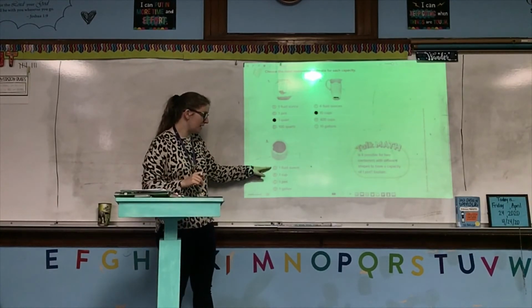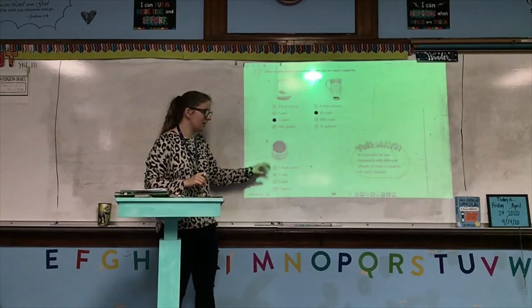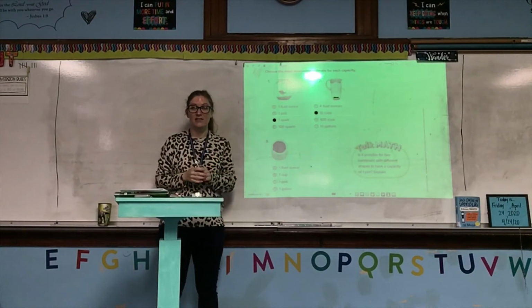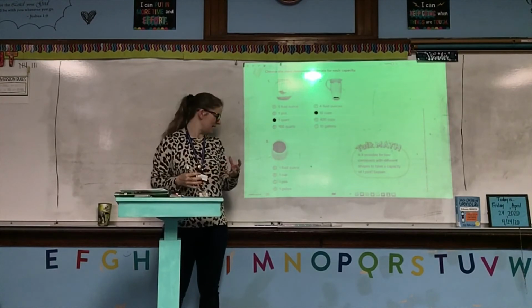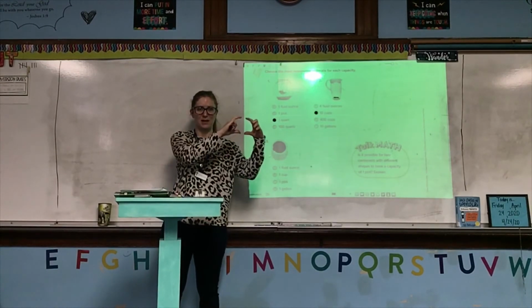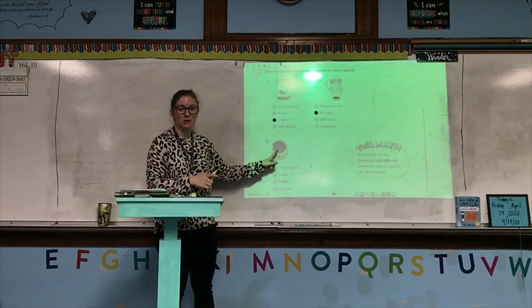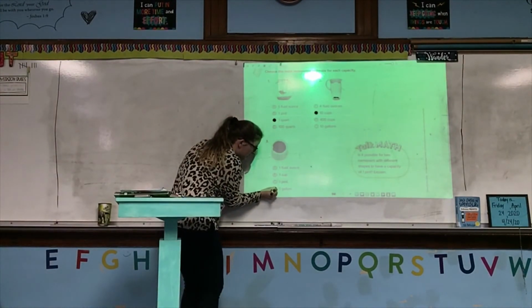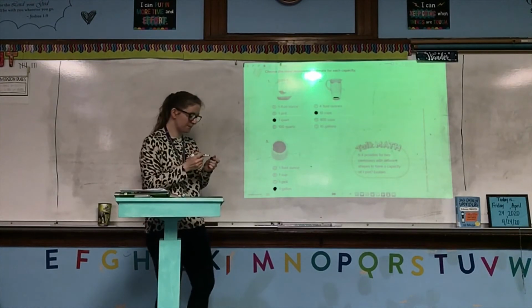Well, 1 fluid ounce, 1 cup, and 1 pint would not be enough. You may be able to get a thing of paint that's one pint, but it's only going to be like that big. Definitely not in one of these big cans. So 1 gallon, D, is the most reasonable answer.